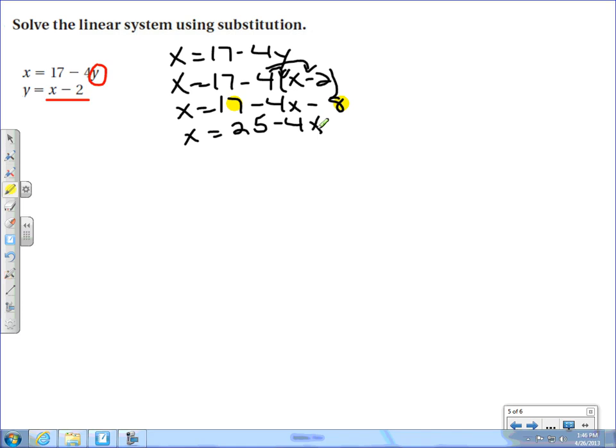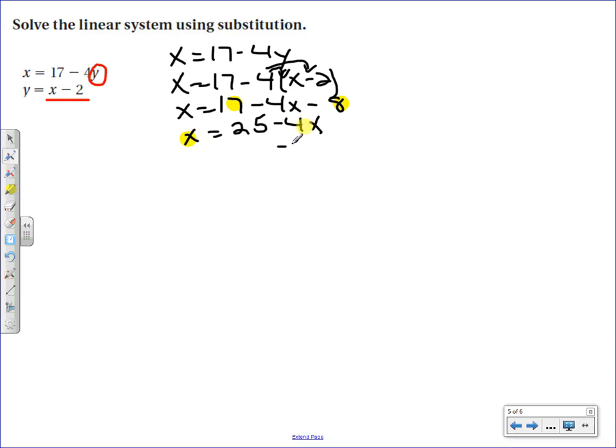Looking again at like items, we have a negative 4x and an x. To get this negative 4x across the equals, I have to add it to both sides. So 1x plus 4x gives me 5x equals 25. Divide each side by 5, x equals 5. So I have a value for x. I need to find y. I can substitute it into either equation.